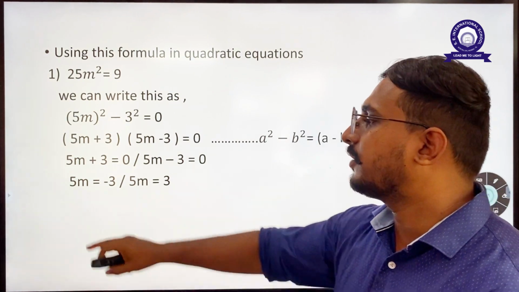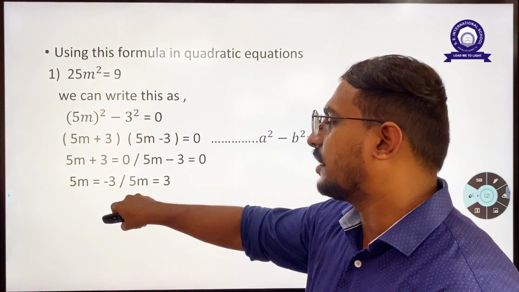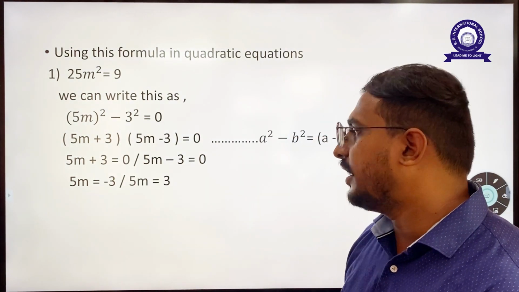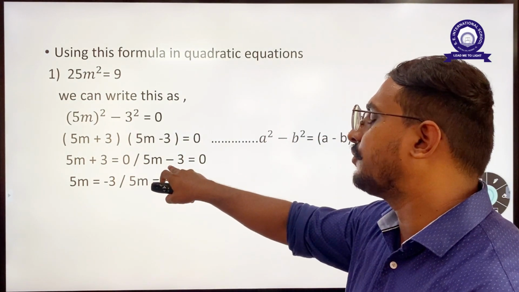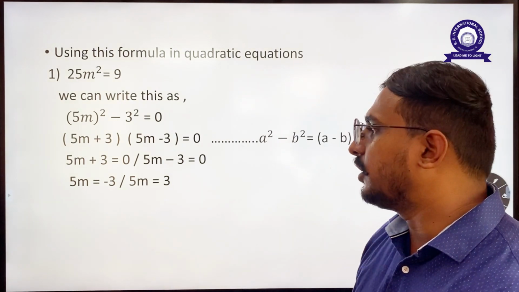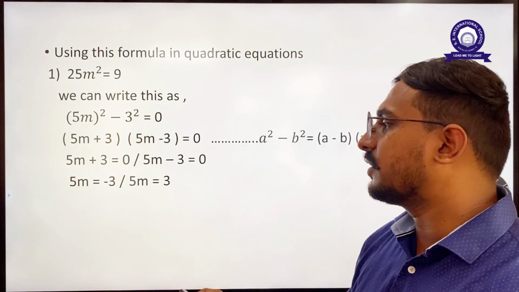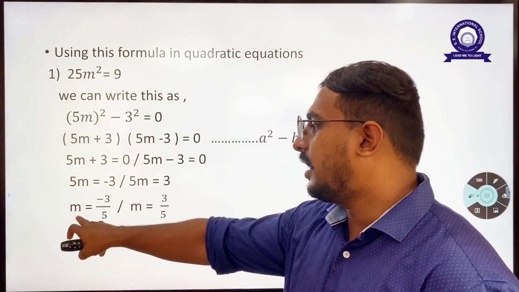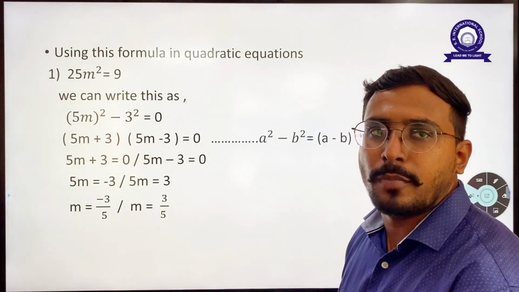Further, we can write it as 5m equal to minus 3. Then why minus 3? We have shifted this plus 3 to the right hand side, and in the other one, we have shifted this minus 3 to the right hand side. So we'll be getting 5m equal to minus 3, 5m equal to 3. Moving forward, you can see m is equal to minus 3 upon 5.